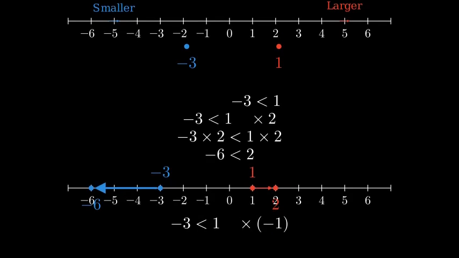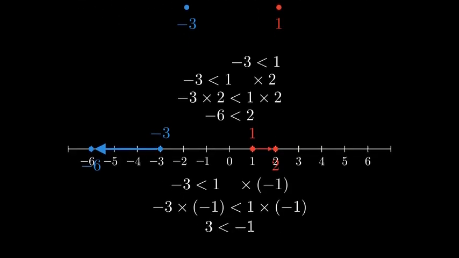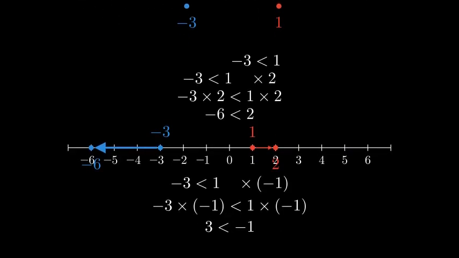Let's multiply our original inequality -3 < 1 by -1. On the left side, -3 times -1 equals +3. On the right side, 1 times -1 equals -1. So our new inequality would be 3 < -1, but that's not right. We know that 3 is greater than -1 on the number line.